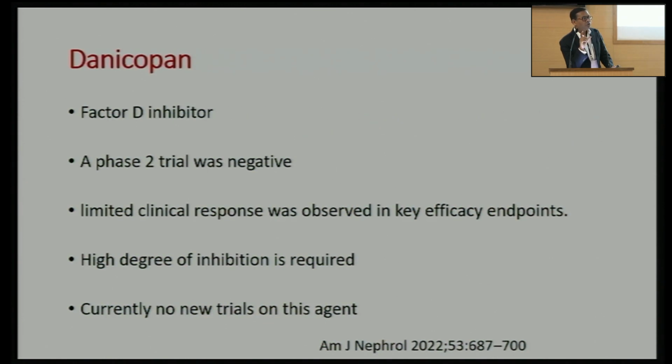The initial phase 2 trial did not actually find a good result, and the authors concluded that complement inhibition was not complete with factor D at the doses they had given, and the end result could not be achieved. And currently no new trials are going on with Danicopan in C3G.